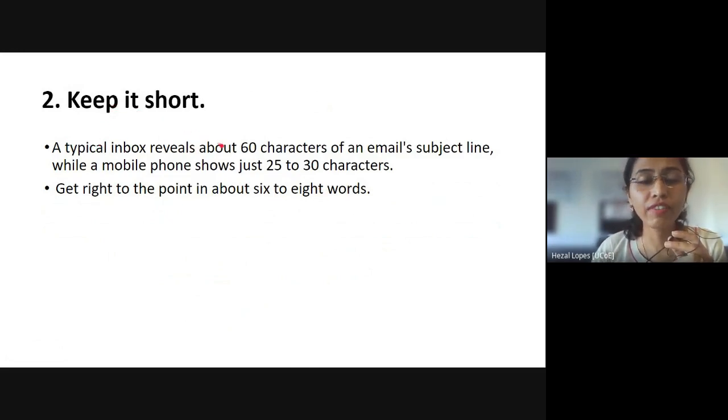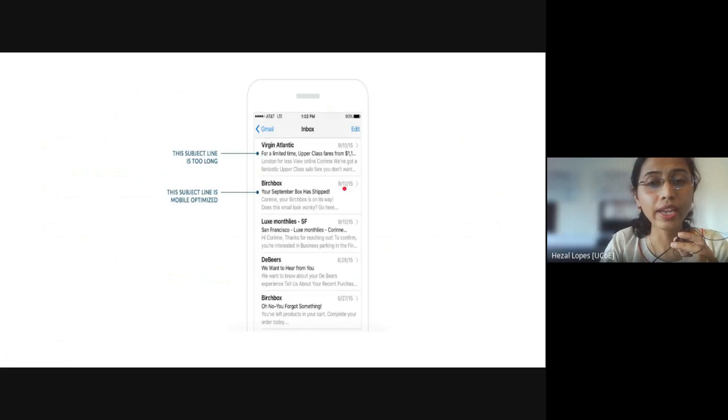Second point, keep it short. A typical inbox reveals about 60 characters of an email's subject line, while a mobile phone shows just 25 to 30 characters. Nowadays the maximum number of people check emails on mobile phones. So make sure that your subject is very short. Get right to the point in about 6 to 8 words. If my subject line is too long, then it is not visible on the mobile. So you have to optimize your subject. Can you all see the second line?